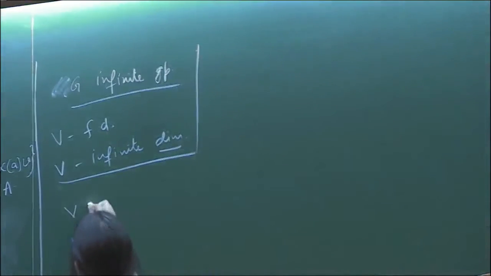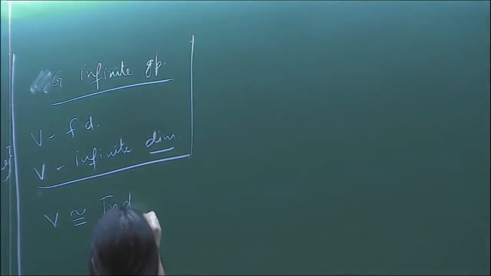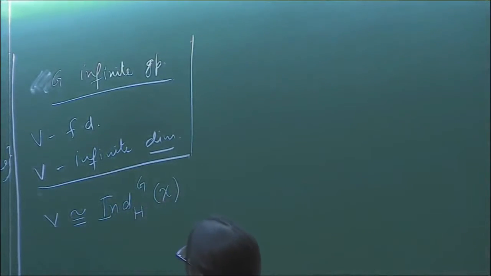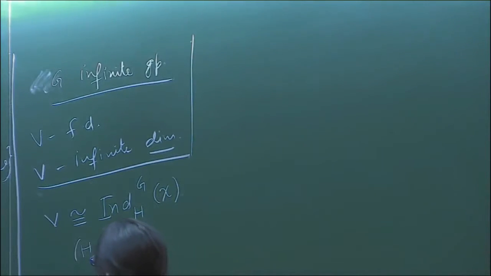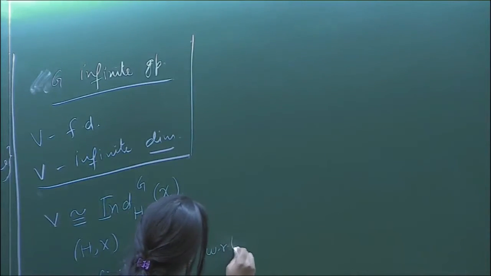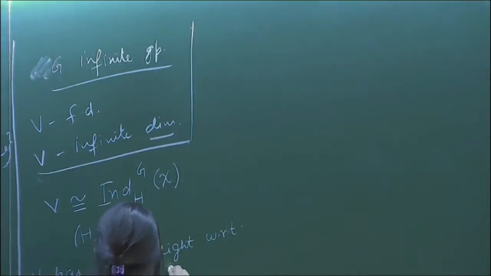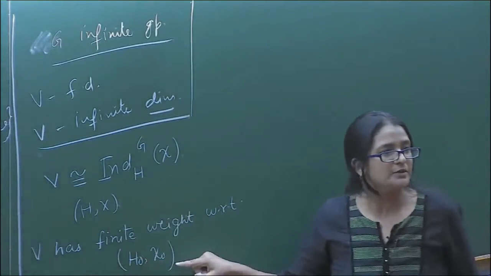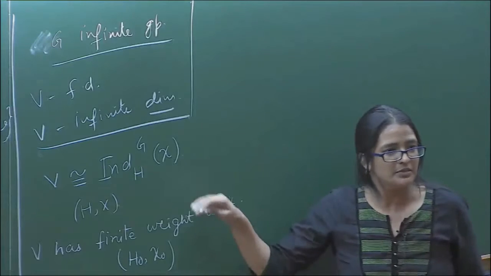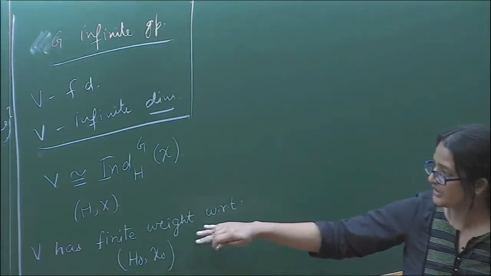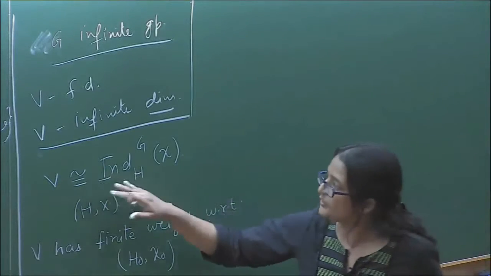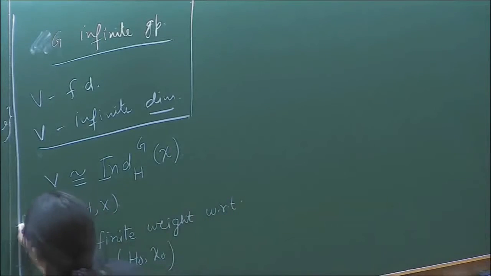Now I want to prove that V is isomorphic to the induced representation from H to G of chi, for some H, chi. So let's also assume that V has finite weight with respect to H_0, chi_0. This H, chi may not be equal to this H_0, chi_0, and usually this is not the case, because this has to satisfy very special properties. So let's say I'm given a tuple H_0, chi_0 and V has finite weight with respect to this. I want to prove that V is isomorphic to this for some H, chi, right?